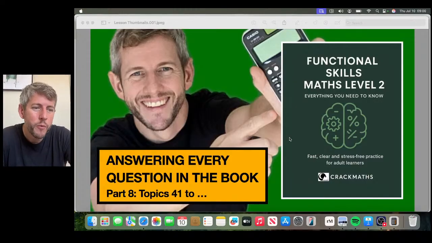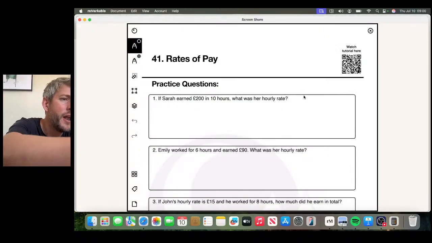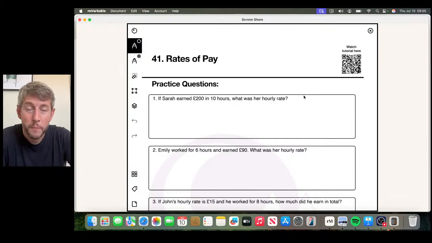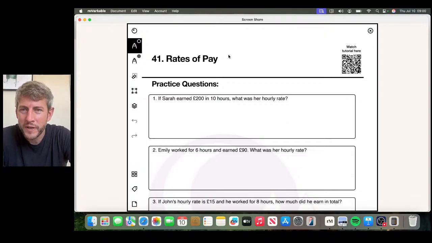In this video we will just be looking at lots of maths questions, and we are starting today at topic 41. For those of you that are unaware, Crack Maths has broken down the functional skills curriculum for level 2 into 70 manageable lessons, where I've got all these worksheets. The topics are labelled 1 to 70. This here is topic 41, which is rates of pay.